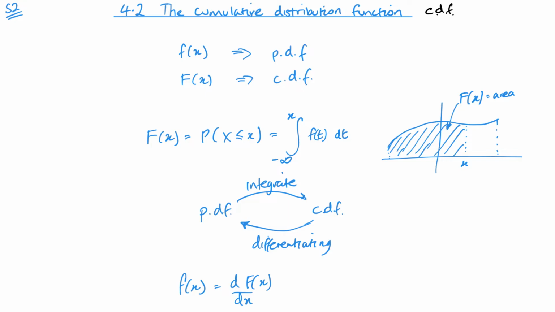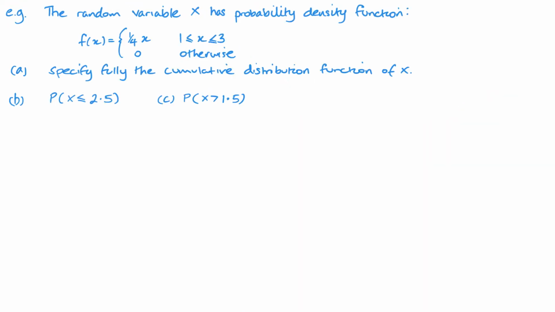So let's look at the first example. So here we have our random variable x as p.d.f, and here it is, a nice straightforward one. And what we've got to do is specify fully the cumulative distribution function of x, which I'll explain a little bit more as we go into it. So what I want to do is I want to integrate. So let's look at the two kind of methods.